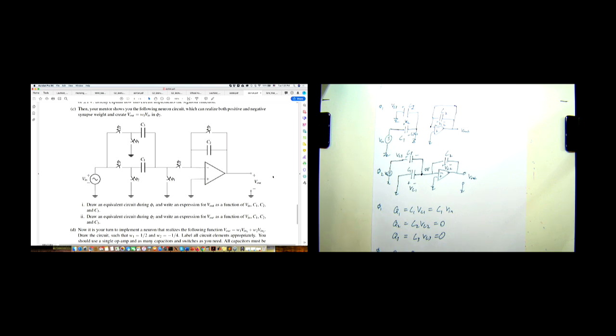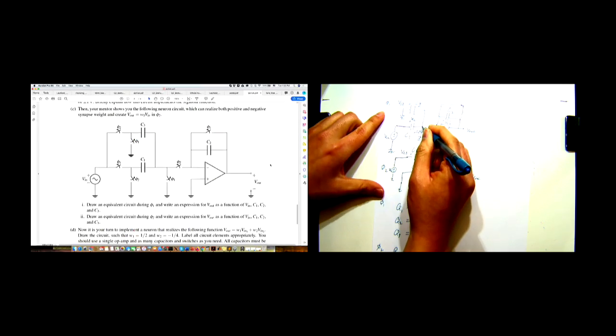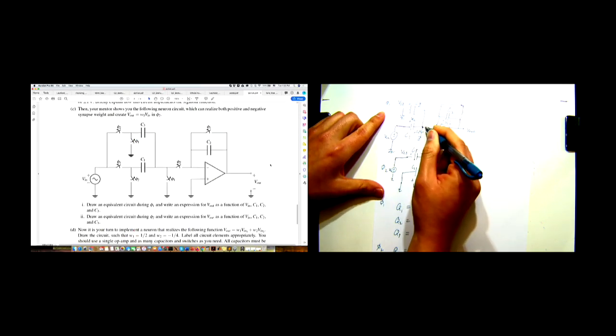Could you explain more what's not making sense? Because on the negative side it's 0 volts, and on the right side it's Vn. Like for phase 1. So you're saying it's Vn here and 0 here? Yes.